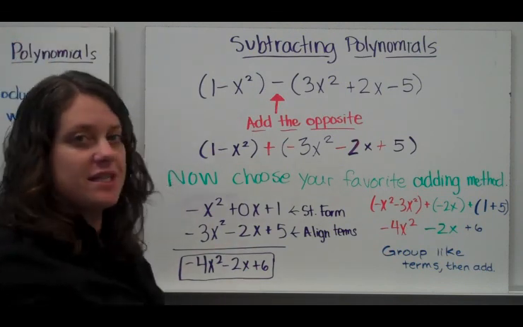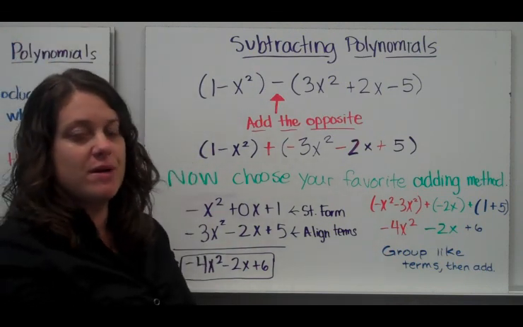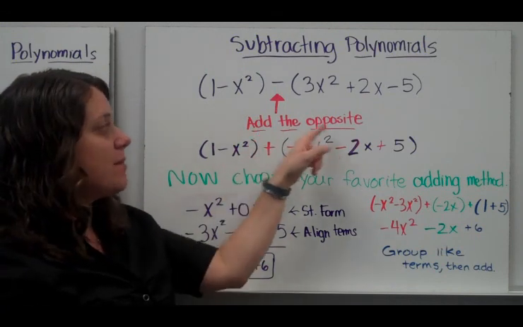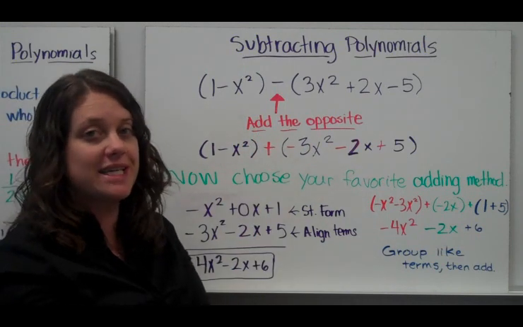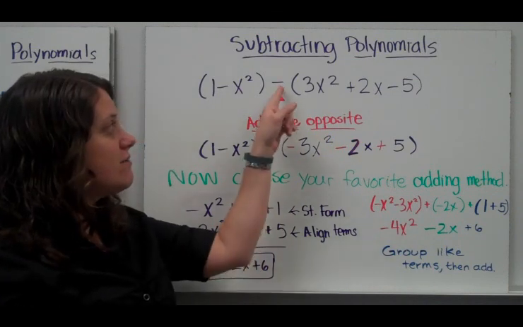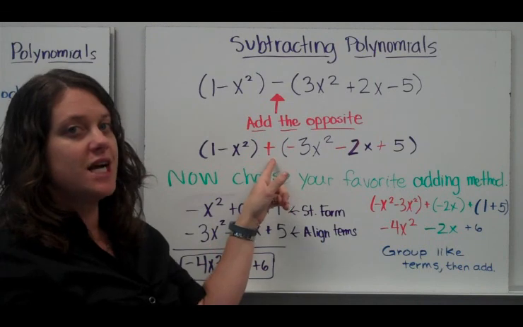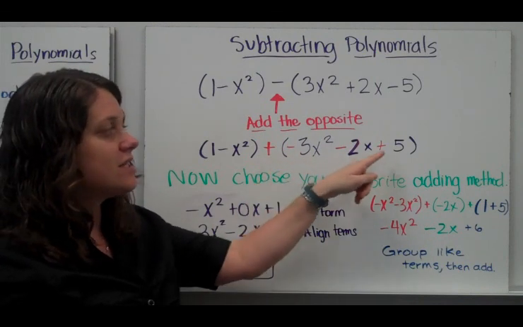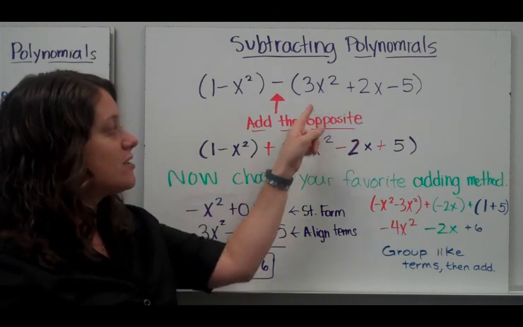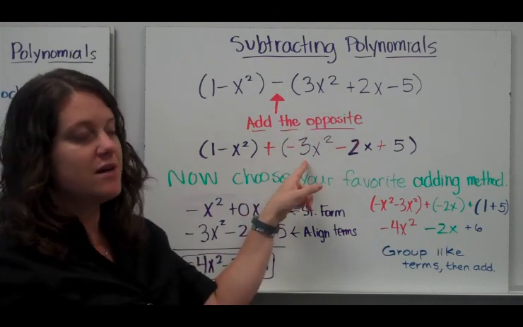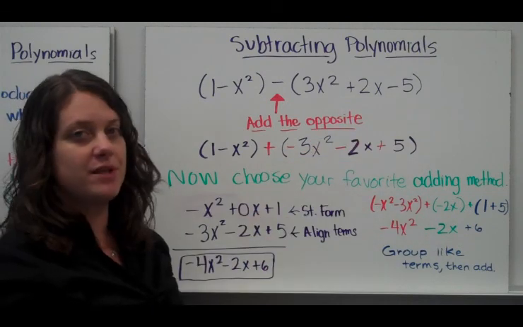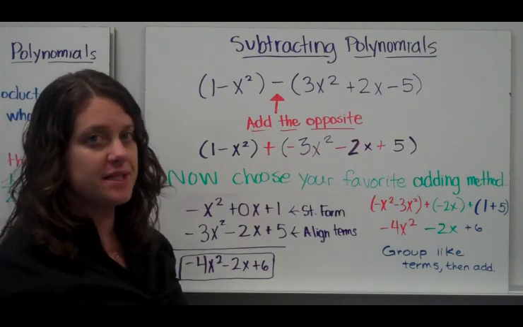So when we subtract, it's going to be very similar. The only thing we need to remember is that before we start subtracting, we're going to change it to adding the opposite. So you learn this when you learn subtracting integers. So you're going to use this with subtracting polynomials. So you change the minus sign to a plus sign, and then you need to change each of these terms into their opposite. So in the red, you see I changed them to their opposite. So 3x squared became negative 3x squared, a plus 2 became a minus 2, and a minus 5 became a plus 5. So you change everything to its opposite.